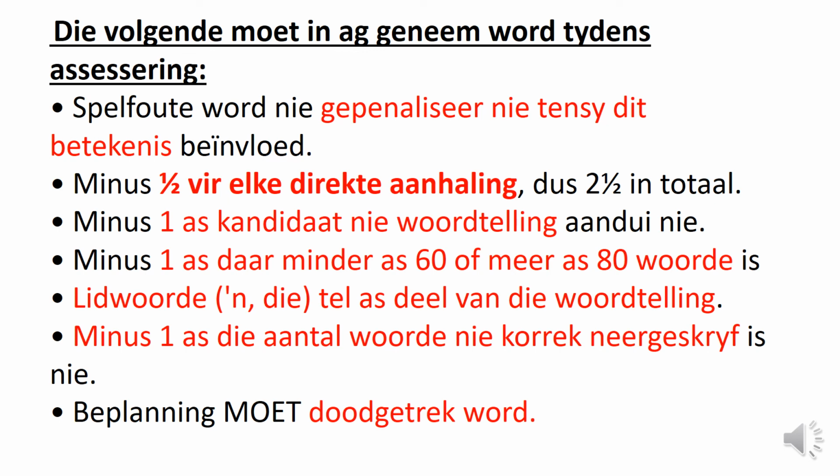So even if you use 'die' or 'a', you count it in the word count. Okay, so all your words count, except like I said to you, if you have this or this, then it doesn't count, then it counts as 1. Minus 1 as die aantal woorde nie korrek neergeskryf is nie.